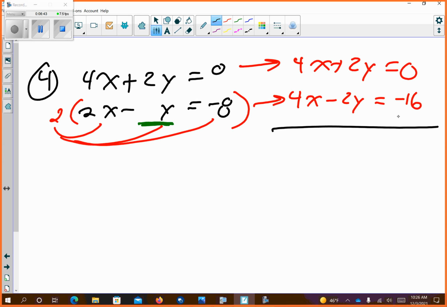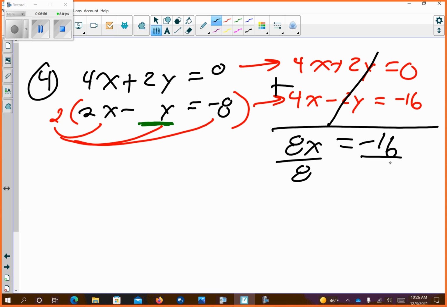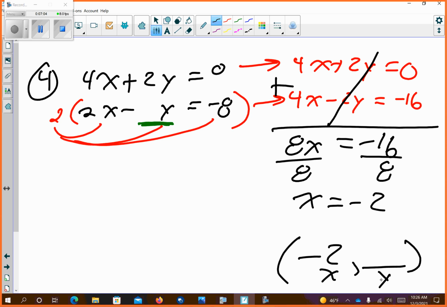So now if I add these two equations together, 4x plus 4x, that's 8x. 2y minus 2y, those are gone. And it's equal to -16 because 0 plus -16 is -16. Divide by 8. So x equals -2. So that's my x value. Okay? Does that make sense? Let me pause there. Do you feel comfortable with what I did?